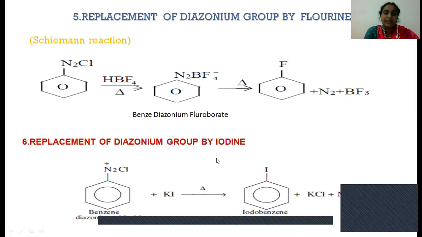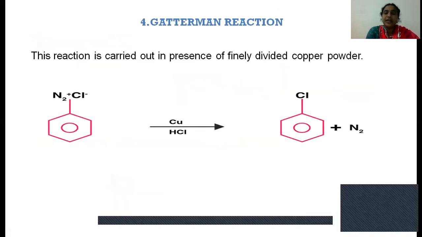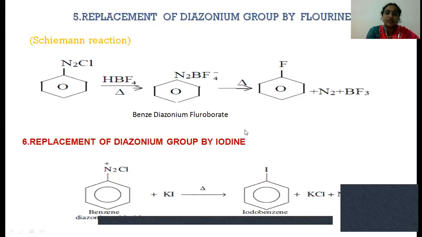So like this, with the help of benzene diazonium chloride, we can prepare all types of halobenzenes. With the help of Schiemann's reaction, we can prepare fluorobenzene. With the Sandmeyer reaction, we can prepare chlorobenzene and bromobenzene. With the help of the Gattermann reaction also, we can prepare chlorobenzene. And with the help of potassium iodide, we can prepare iodobenzene.